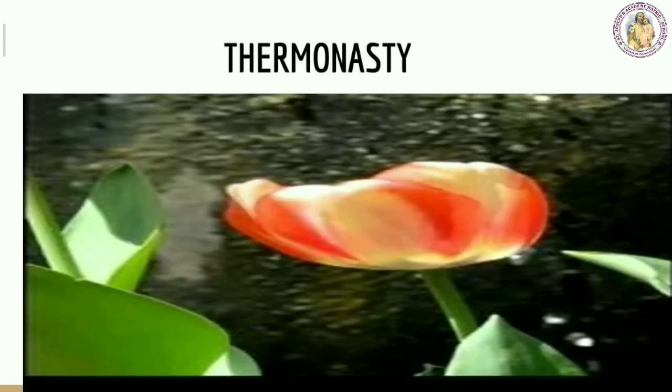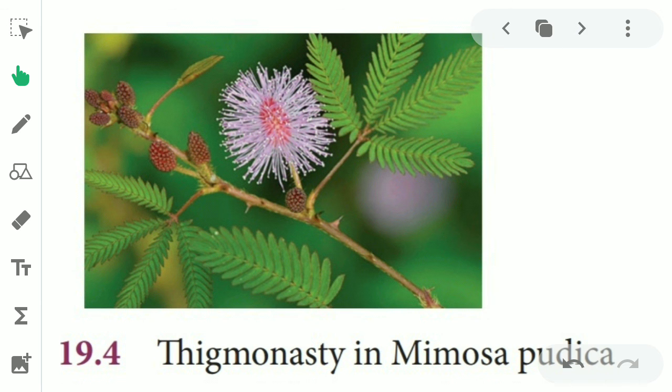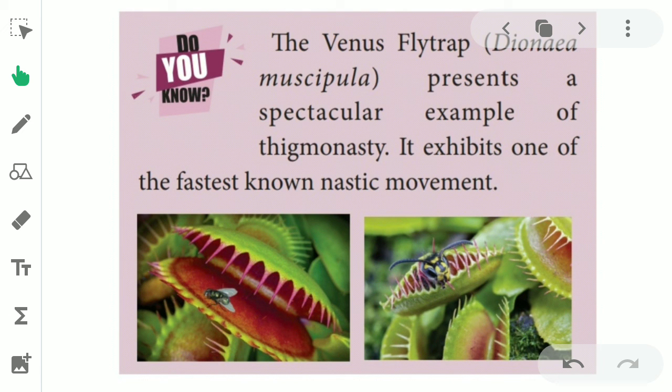Next, thermonasty. Thermo means temperature. It is the movement of a plant part associated with changes in temperature. Example, the tulip flower blooms as the temperature increases. Let's see, this is the Venus flytrap.